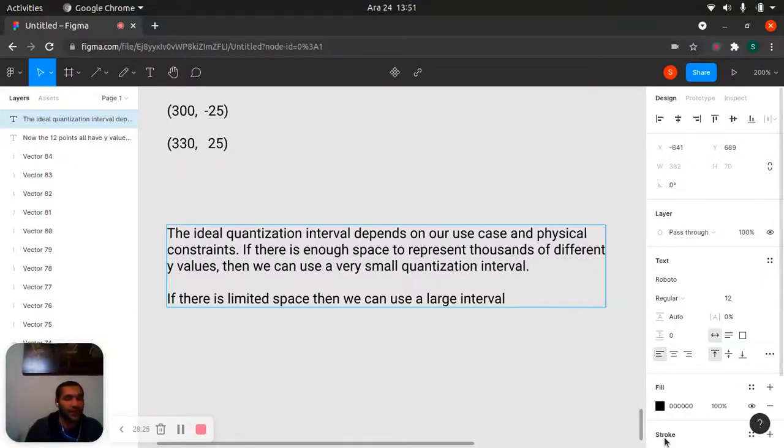So we can discuss it, okay? But this is the reality. If we have lots of area, lots of data place, I mean, if we have space, then really we can use very small numbers for representation. But if we have limited space, then really we have to use a large interval.